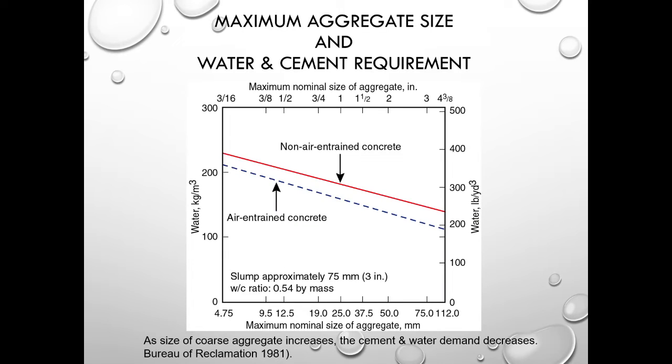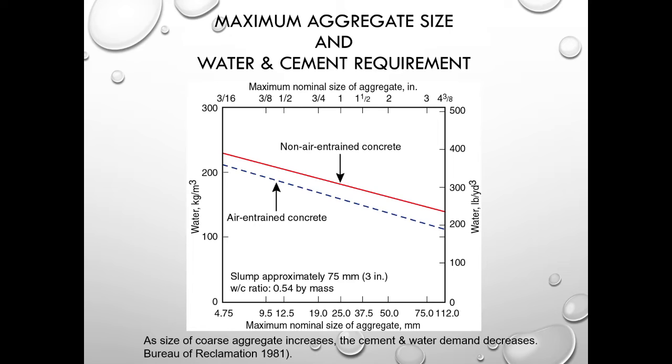The amount of water and cement or cementitious material requirements is influenced by the maximum size of aggregate. If we look at this graph, you can see whether we're looking at non-air entrained concrete or air entrained concrete, the graph indicates that as the maximum nominal size of aggregate increases, the water demand decreases. The larger the aggregate, the less water required. If we need less water and we're maintaining a water cement ratio, the resulting amount of cement will also decrease. So we can see how aggregate size influences the amount of cement and water required.